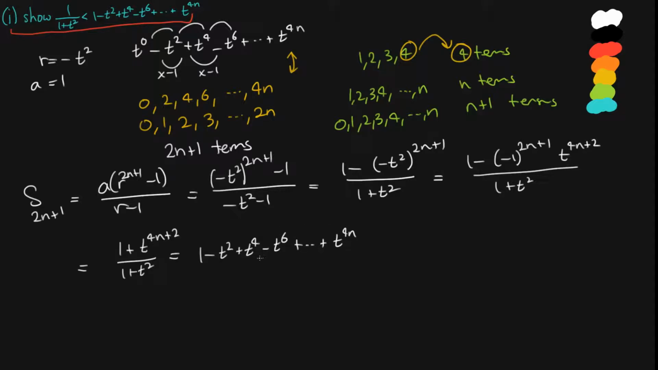Now, the denominator is positive, and this thing's also positive, because it's just equal to t to the 2n plus 1, all squared. And that means if we take it away, the series gets smaller. Hence, we'll have 1 over 1 plus t squared will be smaller than 1 minus t squared, and so on. And that's what we wanted to show.